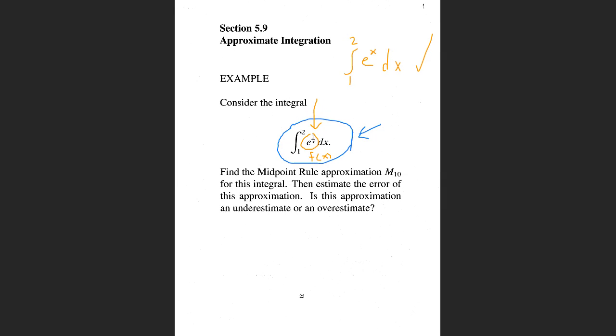So we're going to have to use approximations. What we're going to do here, and I'll let you copy this down, is a midpoint rule approximation based on 10 subintervals for this integral. And then we're going to estimate the error of the approximation using the appropriate error-bound formula. Let me give you a moment to copy this example down, and then we'll move forward here.